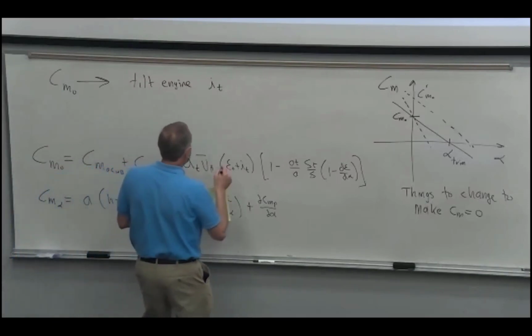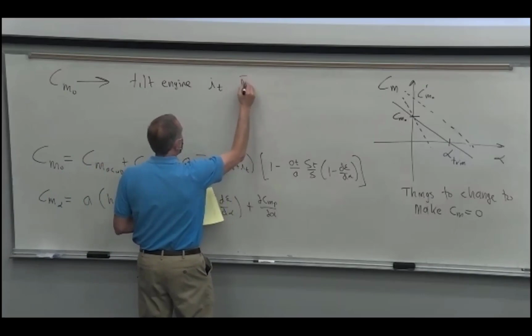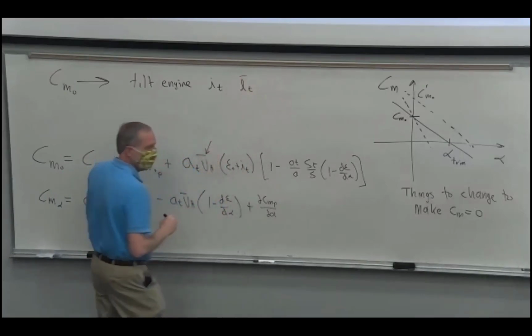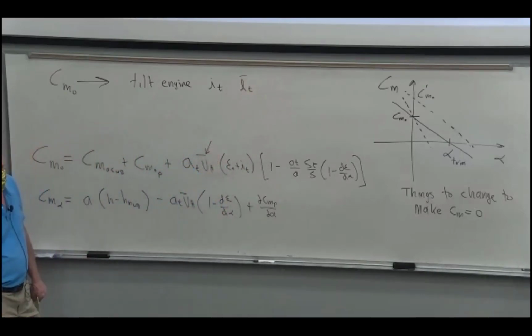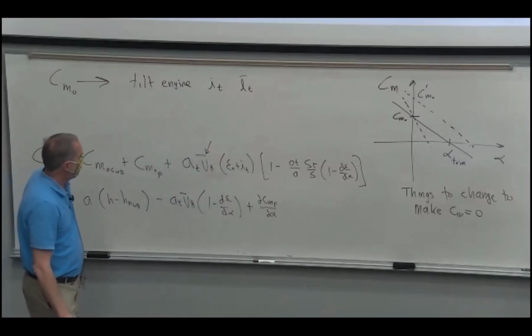We could change LT bar, the distance, because that's inside here, right? So we could move the horizontal tail backwards or forward. Need to talk more about that.